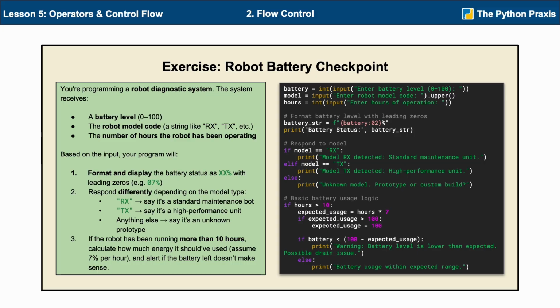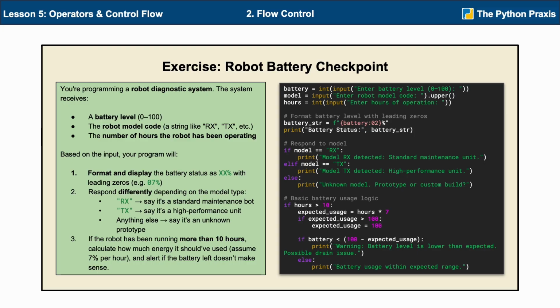The last task of our program is to check if the robot has been running for more than 10 hours, and if yes, to calculate how much energy it should have used, assuming it consumes 7% per hour, and alert if the battery left doesn't make sense. The code for this project is like this.